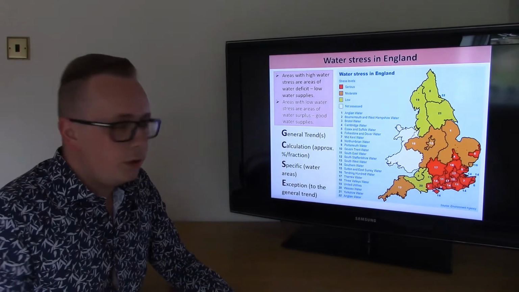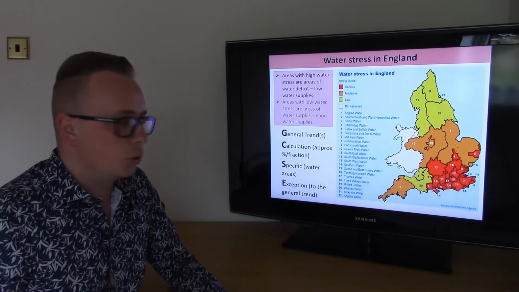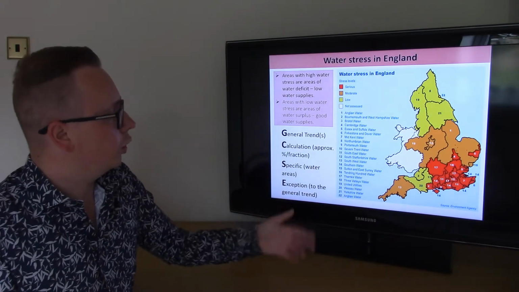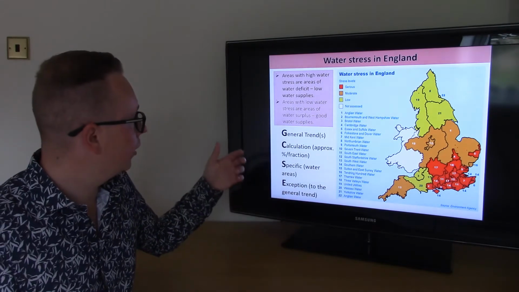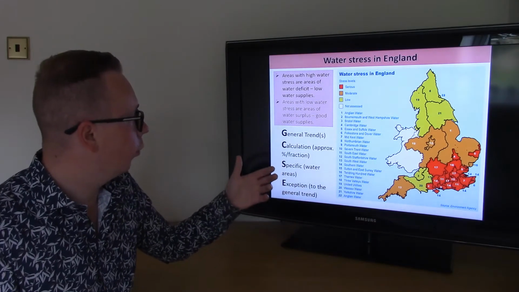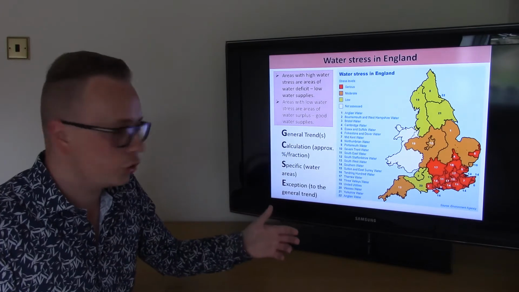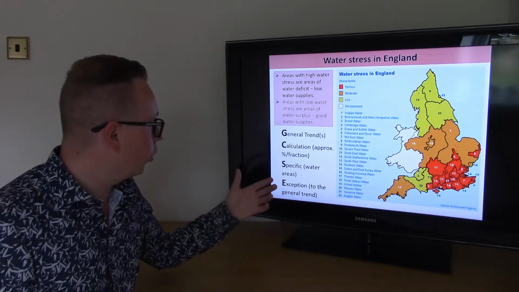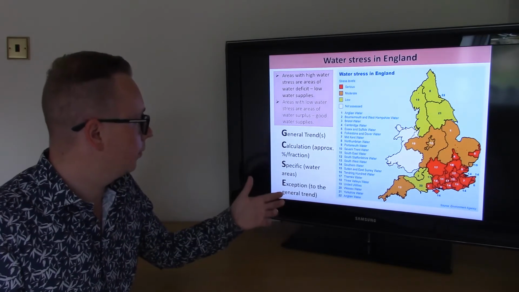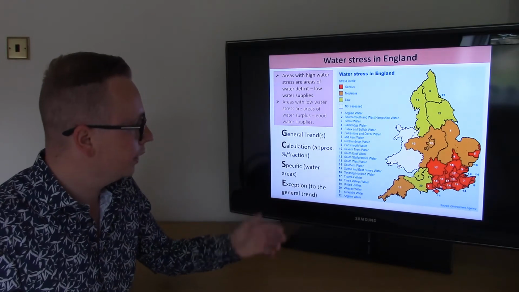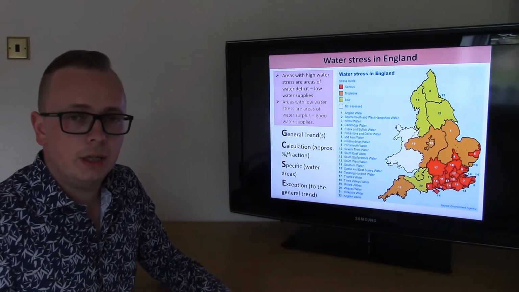So, we mentioned this idea of deficit and surplus when it comes to water. Another phrase we use when we talk about this is water stress. So an area with high water stress means it's got a water deficit, there's low water supply. An area of low water stress means they've got a good water supply, they've got a water surplus. And we can see the pattern on this map.